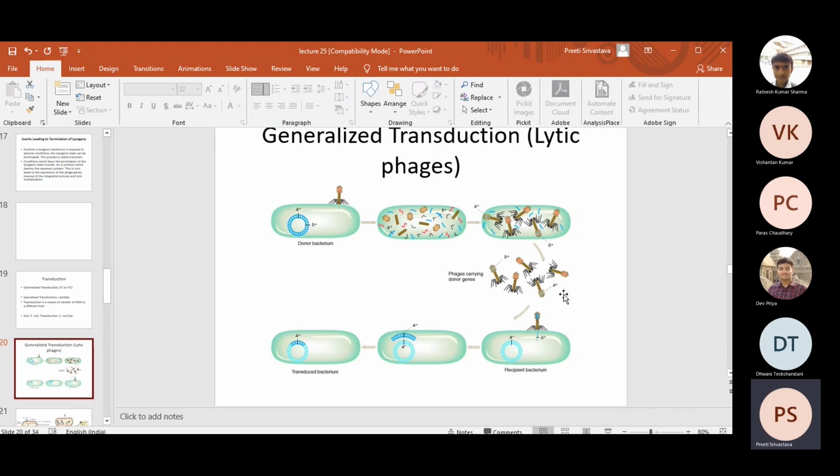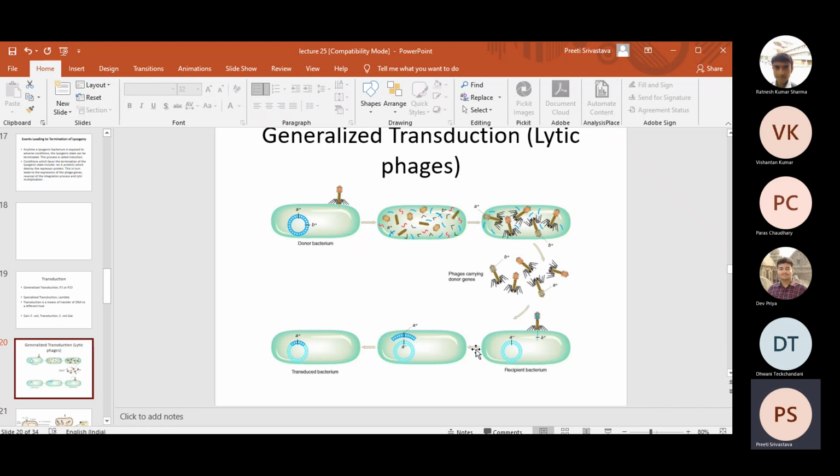when such a phage which contains chromosomal DNA infects another bacterial cell, which is called the recipient bacterium, the infection will take place, but the lysis will not take place. Why? Because the DNA is not phage DNA, the DNA is bacterial DNA. Correct? Yes, ma'am. So the DNA is bacterial DNA, so phage proteins, phage assembly, nothing will happen.